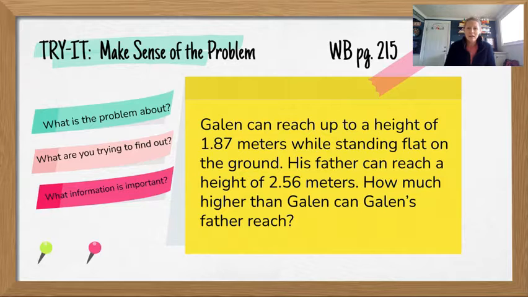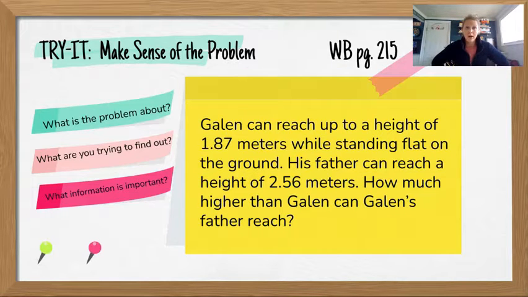Okay, second read. Galen can reach up to a height of 1.8700 meters while standing flat on the ground. His father can reach a height of 2.5600 meters. How much higher than Galen can Galen's father reach? All right, what are you trying to find out? Remember, find that question word and find the question mark. That is what you're trying to find out to solve this problem.